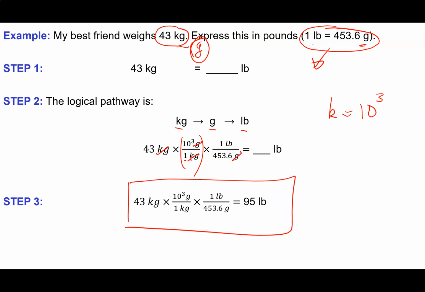It's always a good idea to have in the back of your mind what the answer should be. 43 kilograms expressed in pounds, I know it's a little over 2 pounds per kilo, so before I do this, I know it's going to be a little bit bigger than 86. Not much bigger than 86. So if I got 950 pounds, I'd know that I was wrong. So it's always a good idea to have that in the back of your mind. What is the answer that I'm expecting? And then do that double check at the end.